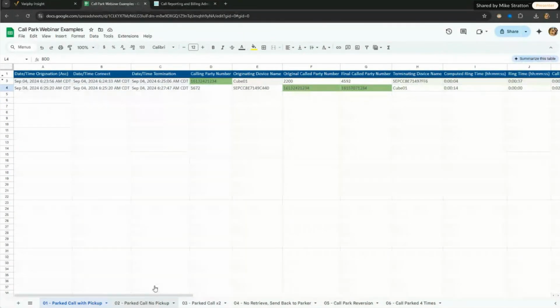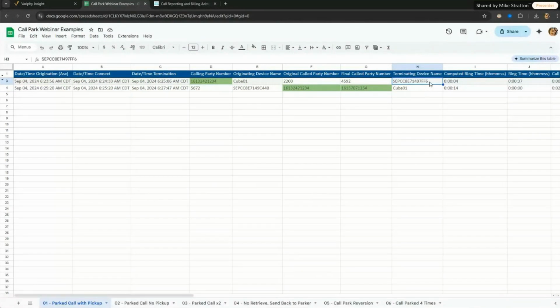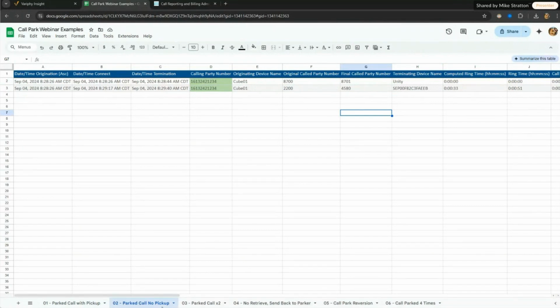So I guess the question then becomes, when working with customers, the second question: well, if they hang up, or if they abandon the call while parked, what does that look like? And so here is my second example, a parked call with no pickup.